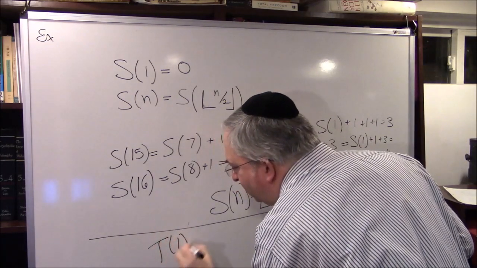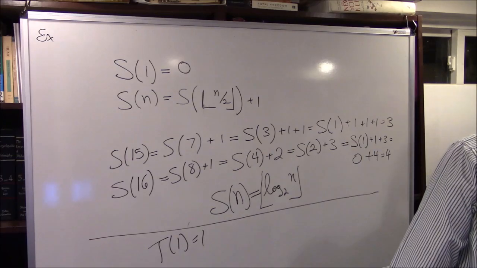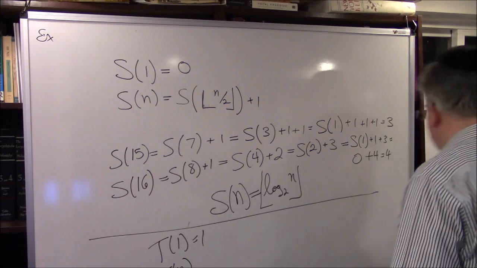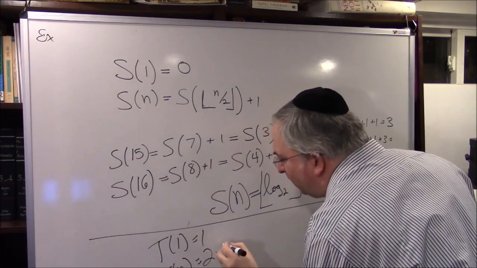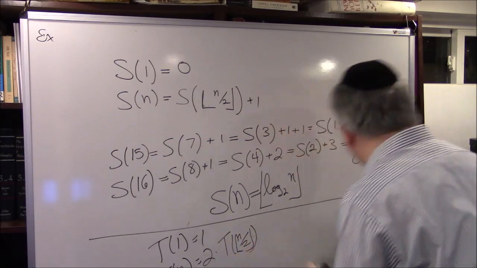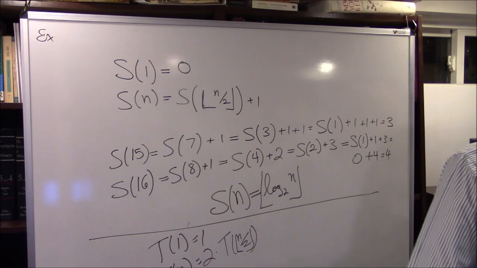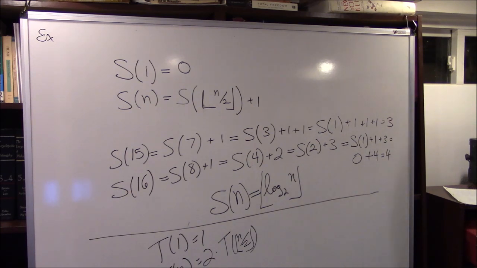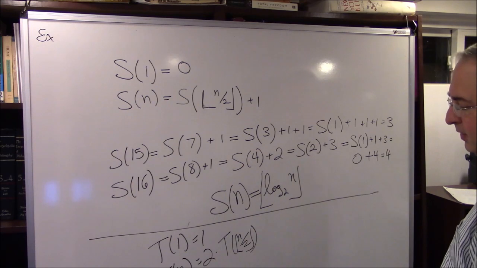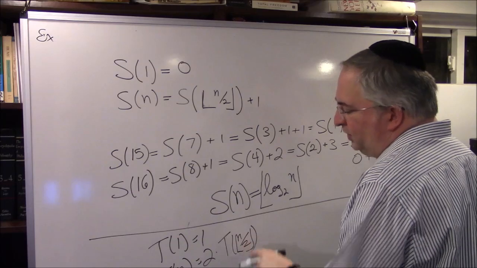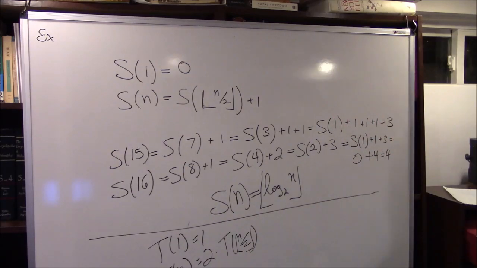T of 1 is equal to 1, and T of n is equal to 2 times T of floor of n over 2. Okay, so let's plug in some numbers here. What are we doing? Look what we're doing. We're multiplying by 2 every time that we can divide by 2. So it's interesting. Let's just work out some numbers.